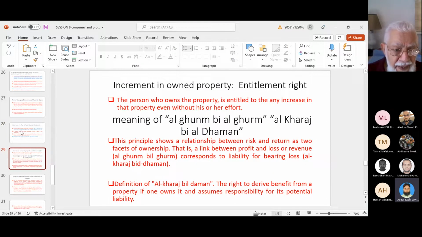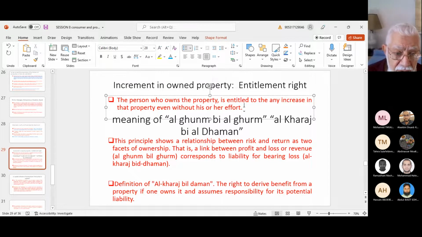Increment in owned property, entitlement right. The person who owns the property is entitled to any increase in that property even without his or her effort. So that means property ownership itself gives that entitlement. Okay. Continue, sir, please. I have a question.